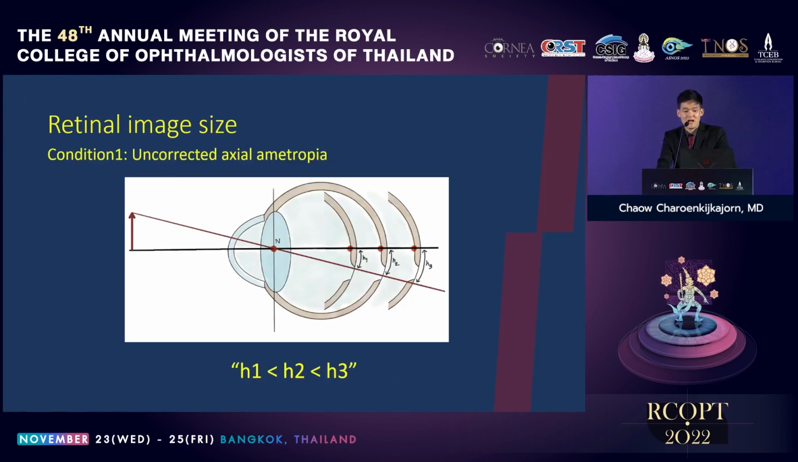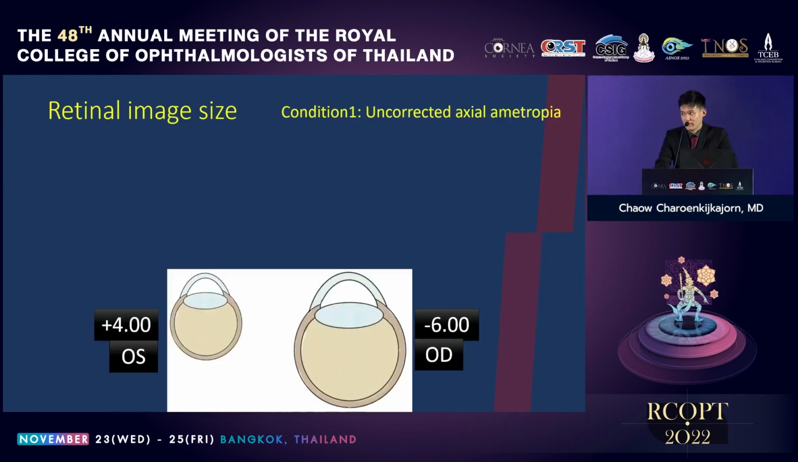In patients with uncorrected axial ametropia, you can see in this diagram that if the eye is shorter, that's axial hyperopia, the eye will see an image that is smaller than emmetropia. As you can see, H1 is less than H2. In a similar way, if the eye is too long, that's axial myopia, the eye will see an image bigger than emmetropia, so H3 is more than H2. This is the example for this condition.